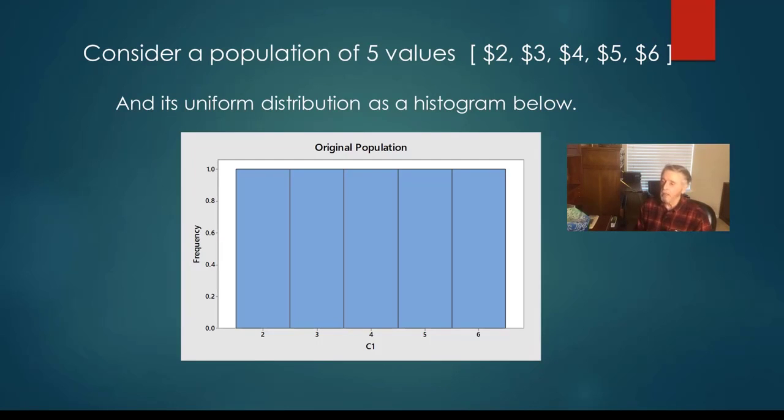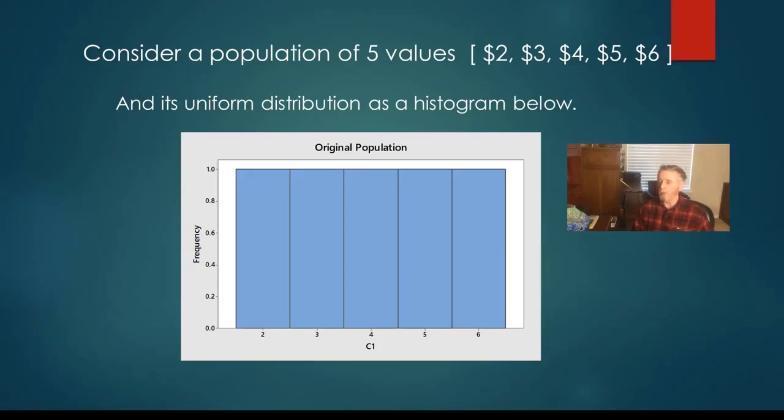population I have defined of just 5 values. Populations don't have to be large, but they have to be defined properly. So anyway, I have a population here of $2, $3, $4, $5, and $6. Notice how each item, each dollar, is listed only one time.